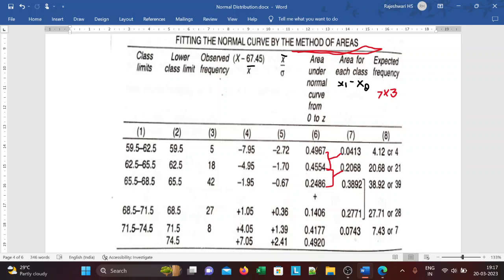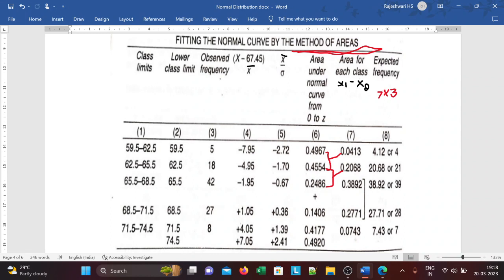Next one, observed frequency is given in that problem. We are going to consider the same thing here. Next one, x minus x bar we are going to consider. Here x means the lower class limit. So 59.5 minus mean or x bar 67.45. So this is our fourth column.